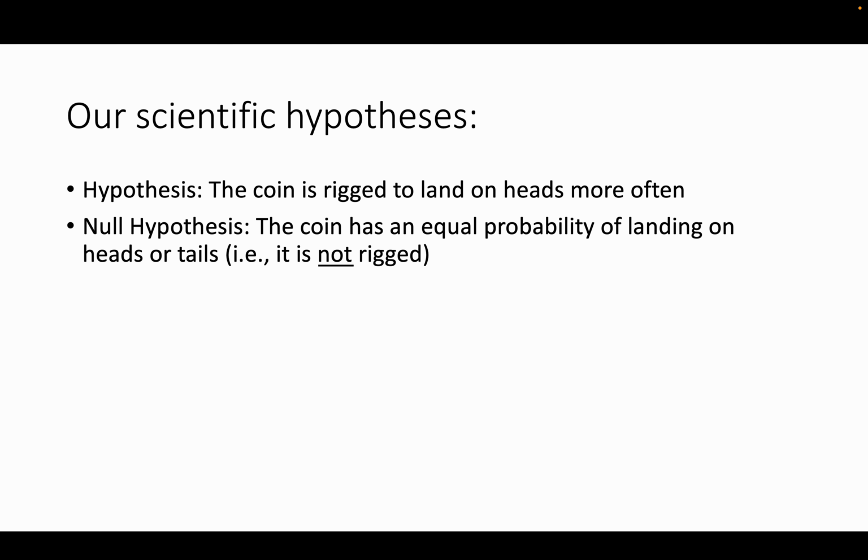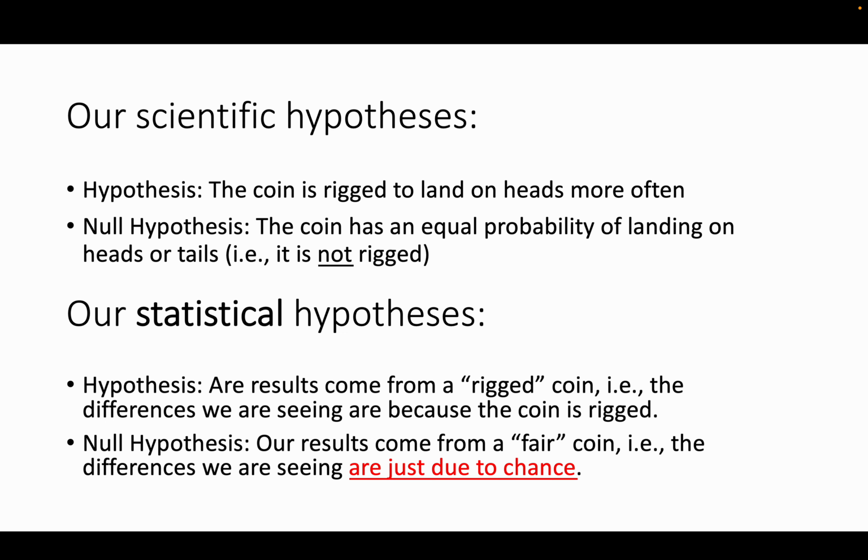So, looking at our coin, our scientific hypotheses are this. Our hypothesis is that the coin is rigged. It's rigged to land on heads more often. Our null hypothesis would be the coin is not rigged. It's got an equal probability of landing on heads or tails. So then how do we translate that to statistics? So our statistical hypothesis says, if our scientific hypothesis is true, then we're assuming that the results that we got, that 81 and 19, comes from a rigged coin. That the differences we're seeing are because the coin is rigged.